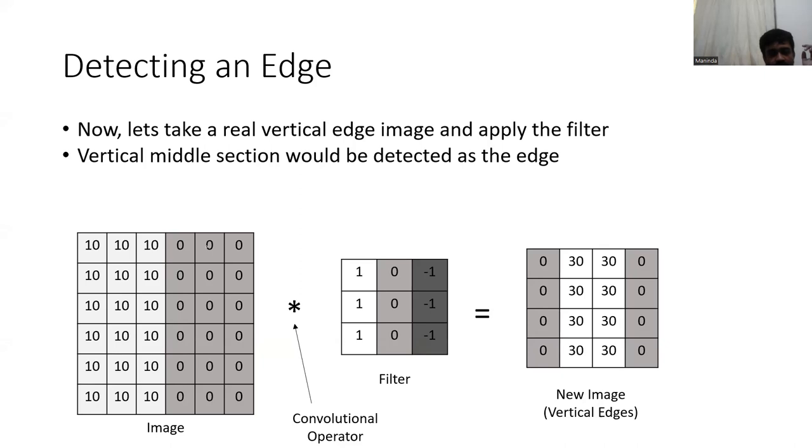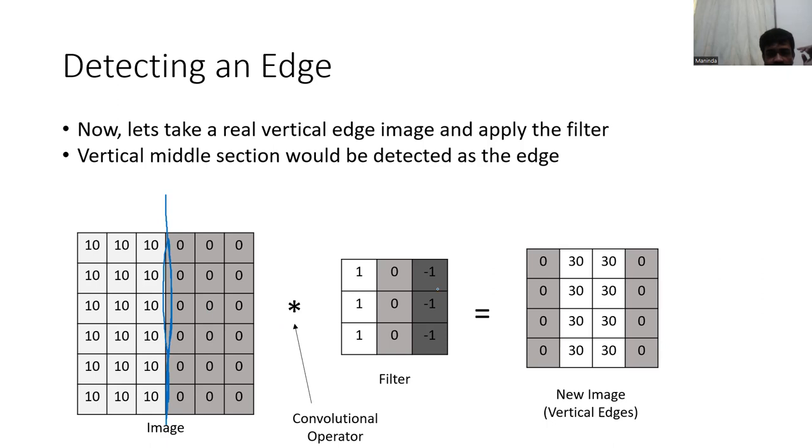For example, these ones have values of zero, so these pixels are gray in scale. These pixels have a value of 10, so this part of the image is brighter. This is the darker part and this is the brighter part of the image. So there is an edge in this image, a vertical edge, and we can easily detect this edge using this filter, right?